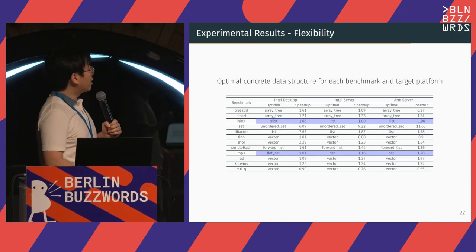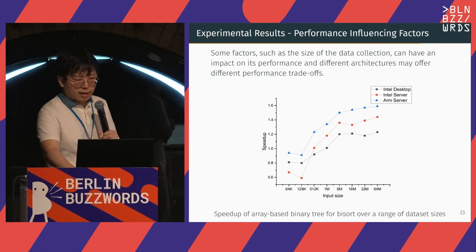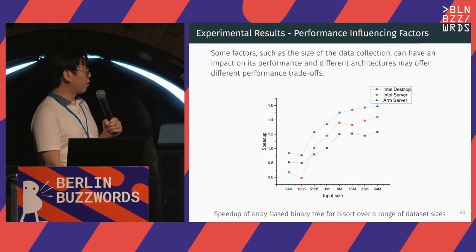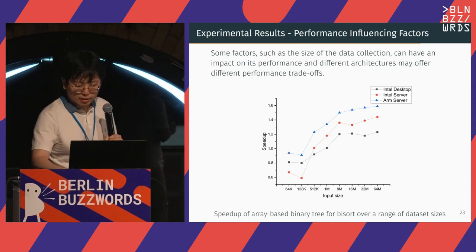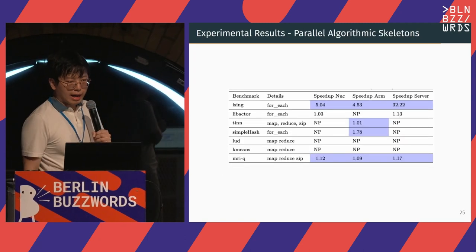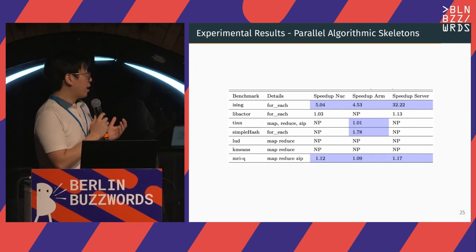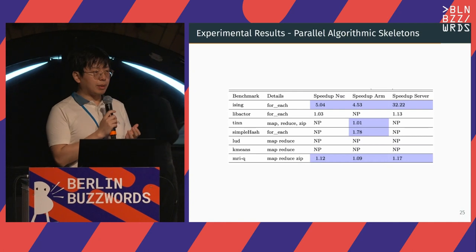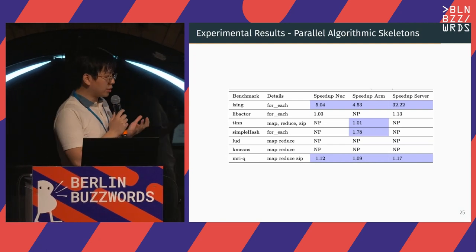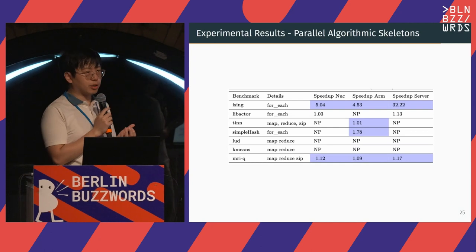And we have also evaluated the flexibility of our library. We have also evaluated some factors that can influence the performance, for example, the input size of the data. We have also checked implicit parallelization as well as explicit parallelization. For the tested benchmark programs, most of the benchmarks can be parallelized, but only some of them report a performance gain, which is good because we only replaced those data structures with our declarative data collections.